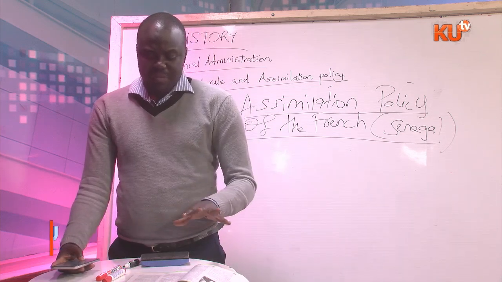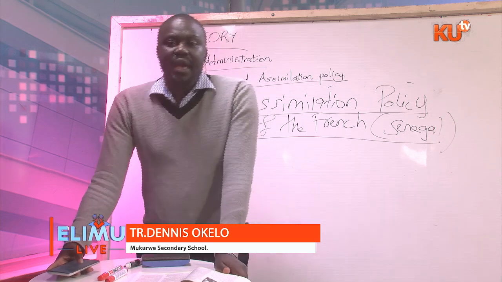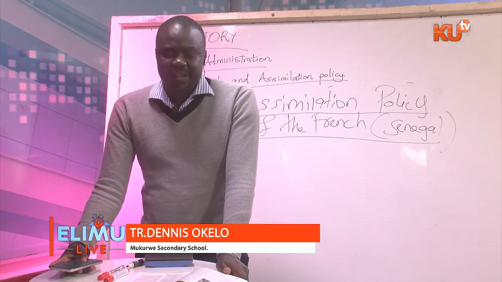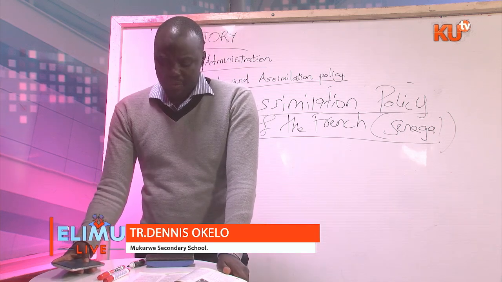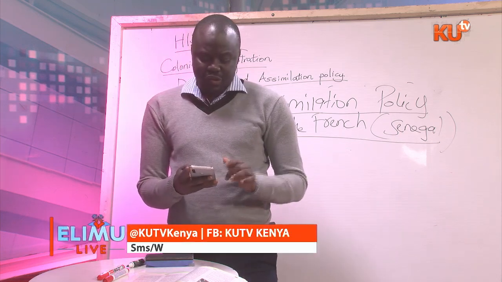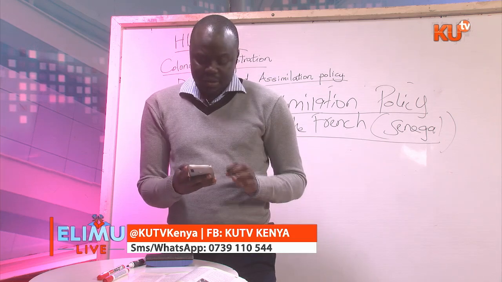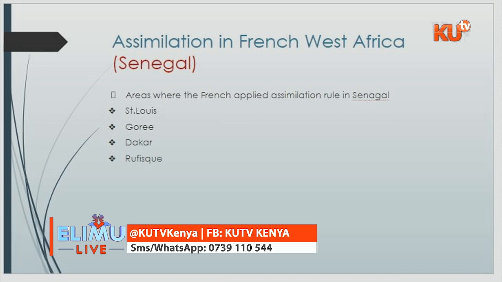It is with this in mind that assimilation was adopted in French West Africa, and specifically in Senegal. Now, in Senegal, this French rule was applied in 4 major urban centers, or 4 major towns, that are there in your slide. The first one is Saint Louis, that is the right pronunciation in French, Gorée, Dakar, and Rufisque. These are the 4 areas.